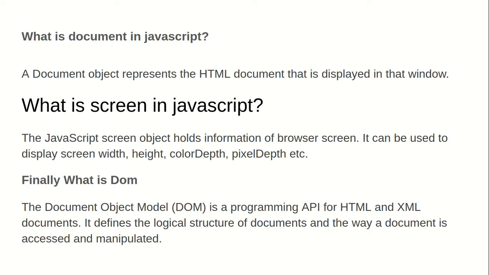So what is the screen object in JavaScript? Screen basically holds all the information about the browser screen, and it can be used to display the screen width, height, color, orientation, all those things related to the screen.